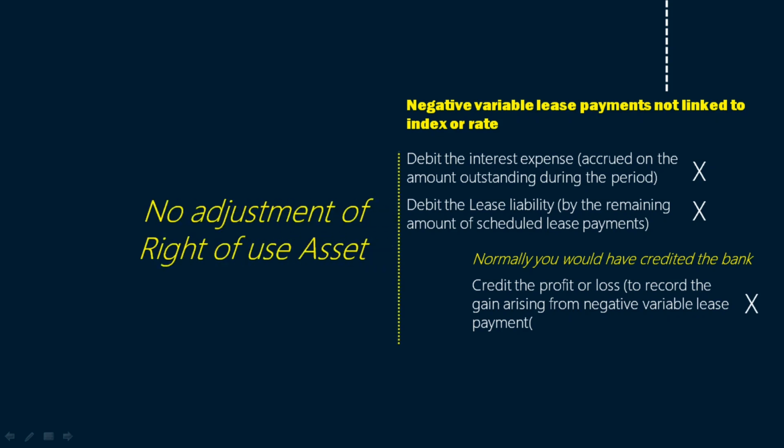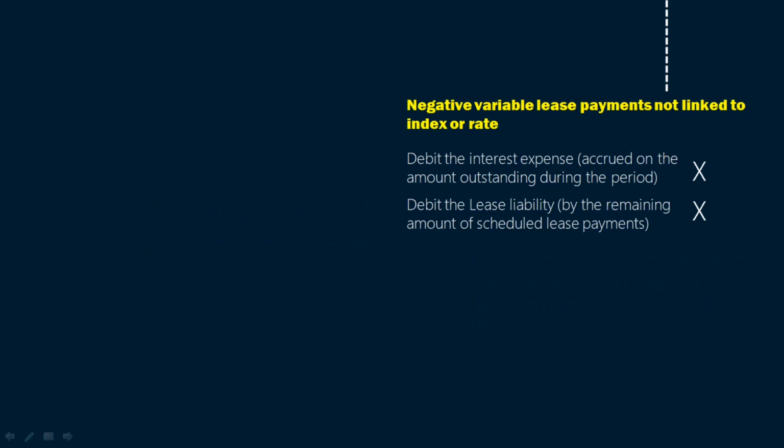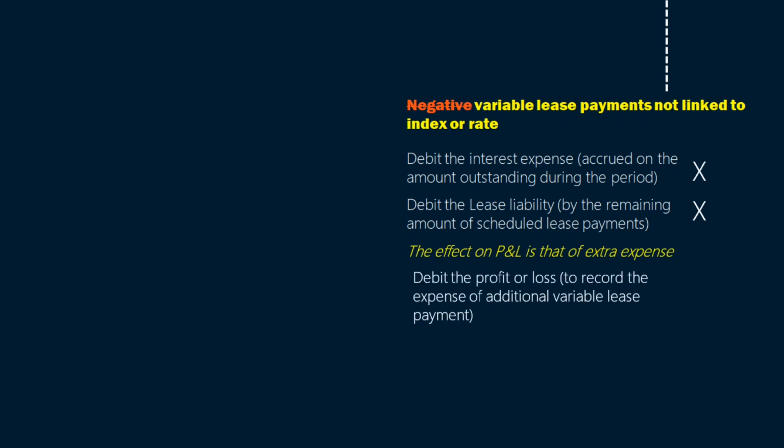As we learned earlier, this adjustment has no effect on right of use asset because the reduction in liability was a negative variable lease payment with gain recognized directly in P&L. If, however, we were dealing with positive variable lease payments, the effect on P&L would be that of extra expense and therefore it would be debited. The bank would be credited with the total amount of payment.